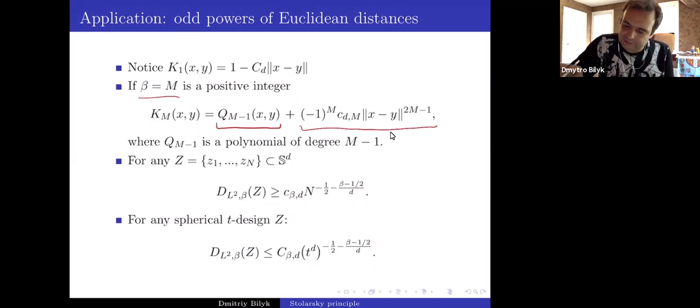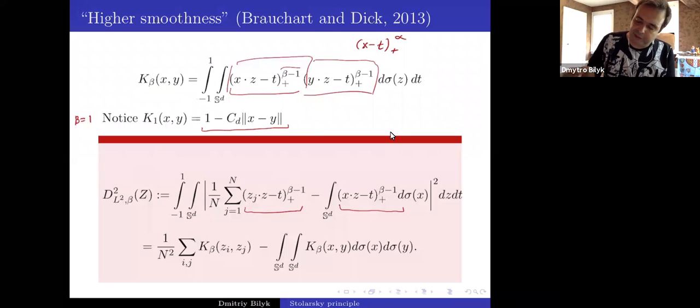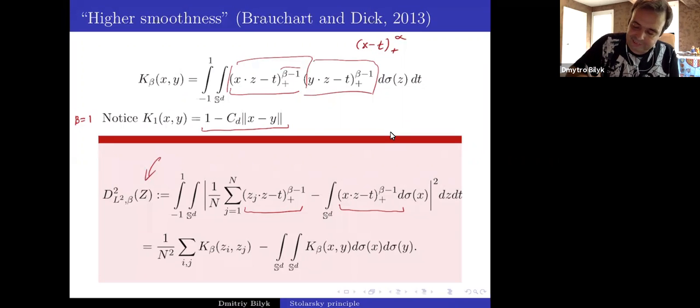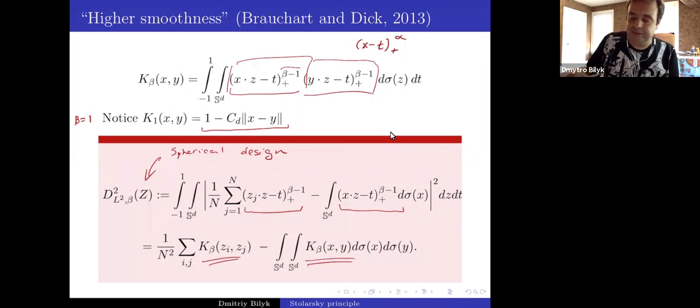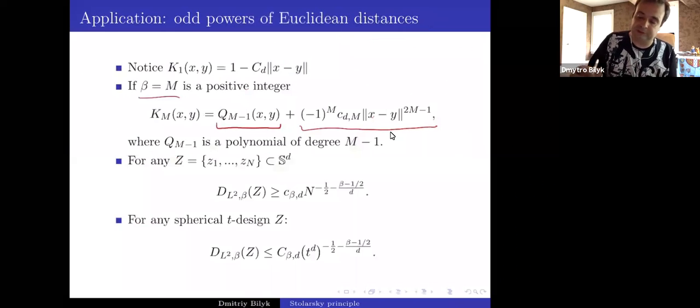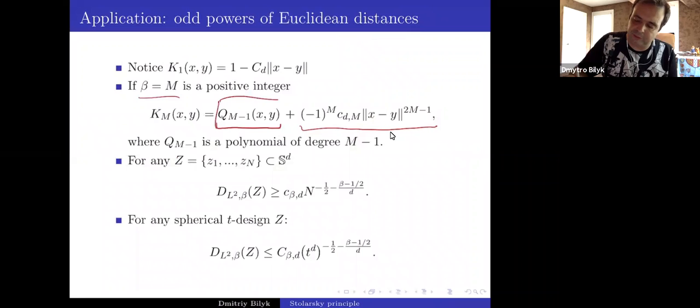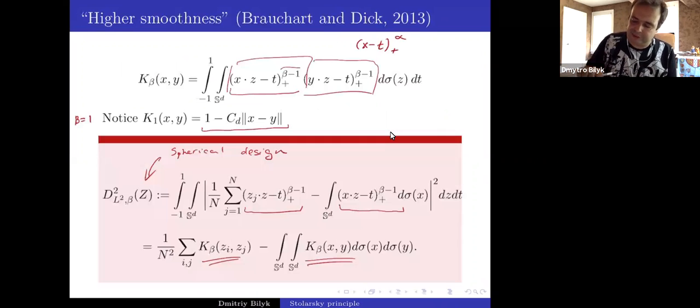Okay. So now that tells you that if you go back and take beta to be an integer, if you go back to this Stolarsky principle, and if you impose an additional condition that your Z is a spherical design, you would be able to replace these kernels just by the odd powers of the Euclidean distances. So you would get an identity for odd powers of Euclidean distances, but only for spherical designs. Because for spherical designs, this term will disappear, because you would have a discrete sum and the integral, and by definition for spherical designs, that's the same thing.